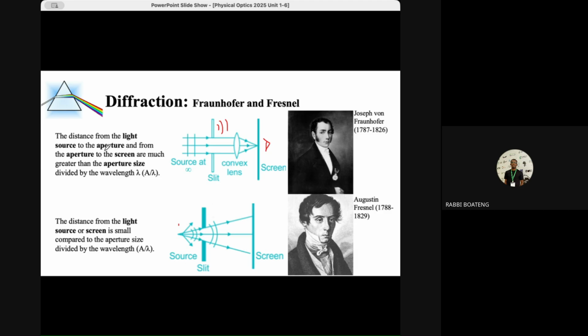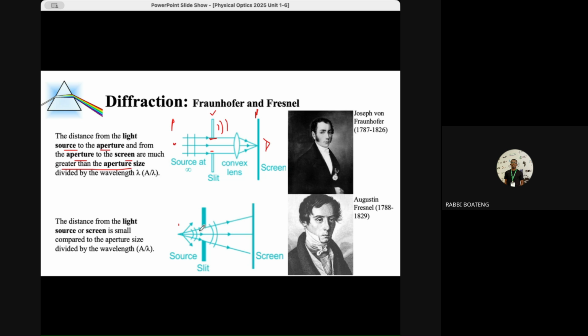And I think I wrote something here: anytime you are dealing with something like this, you should know that the distance from the light source to the aperture and from the aperture to the screen is much greater than the aperture size squared divided by the wavelength. So this is our light source. The distance from here to the aperture, and from the aperture to, of course, our screen here, should be much, much greater than the aperture size divided by the wavelength. The same way as the first law.